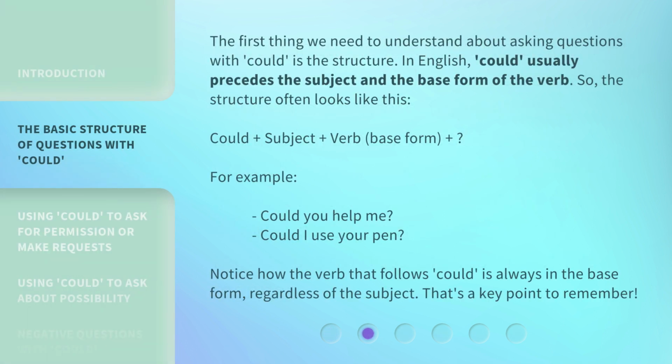The first thing we need to understand about asking questions with could is the structure. In English, could usually precedes the subject and the base form of the verb. So, the structure often looks like this: could plus subject plus verb, base form. For example, could you help me? Could I use your pen? Notice how the verb that follows could is always in the base form, regardless of the subject. That's a key point to remember.